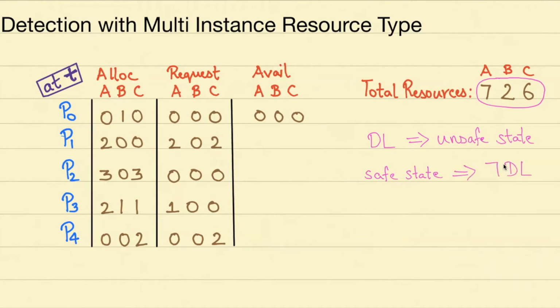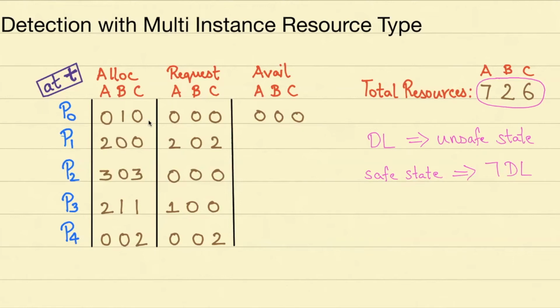So in this example, we will see whether there is a safe state or not. If there is a safe state, we can say there is no deadlock. If there is no safe state for this example, then there is a deadlock. So let's see. At time t, there are 5 processes: P0, P1, P2, P3, P4.